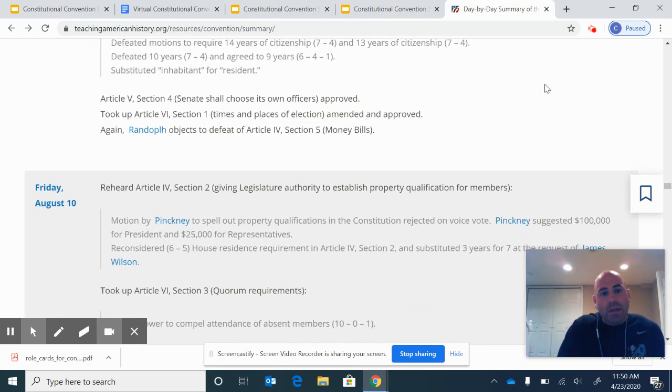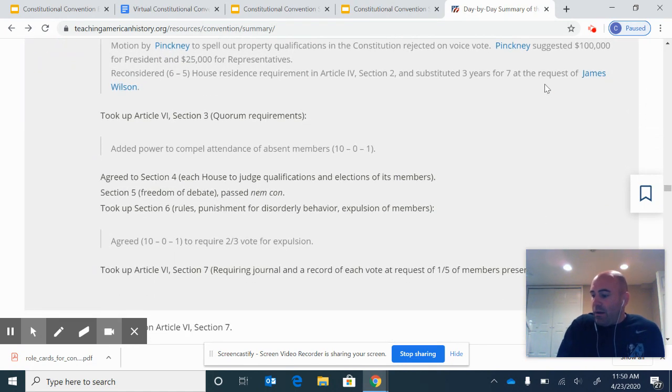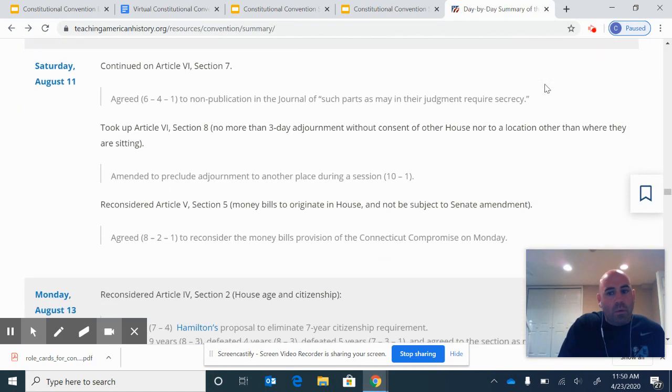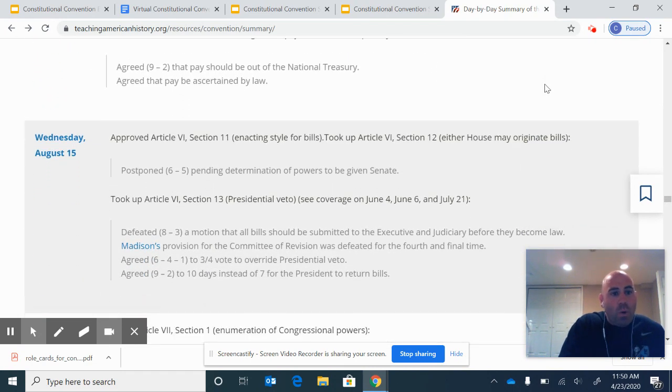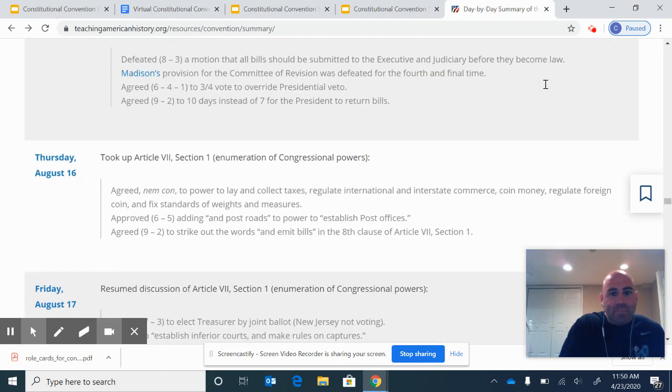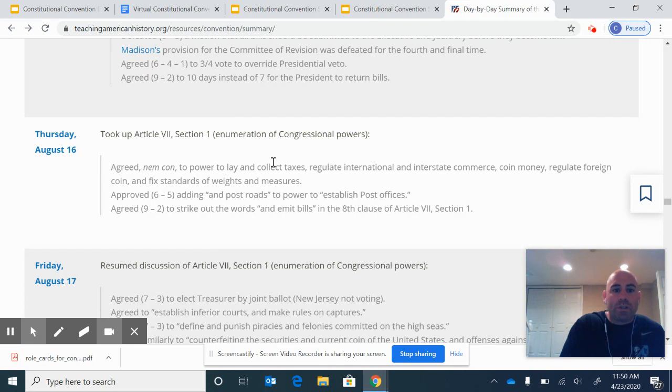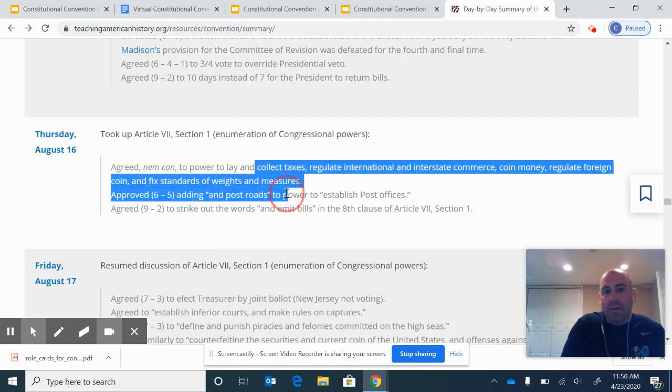And they're on these committees looking at it and ironing through what the document should be and how our government should be structured. We get to August 16th, where it talks about what is Congress's major role. So let's put that in the document.